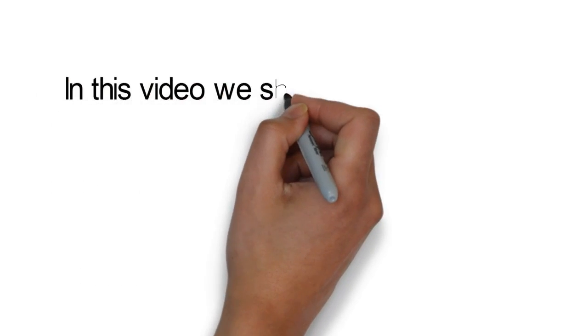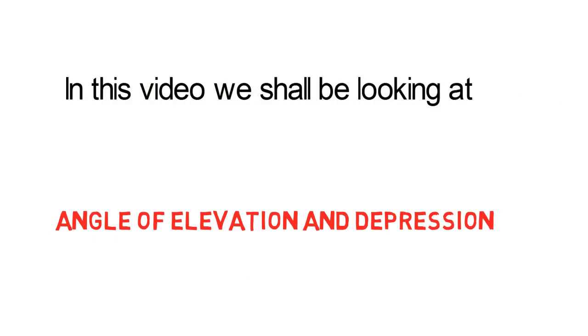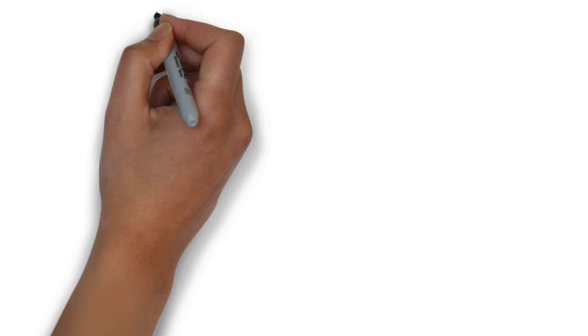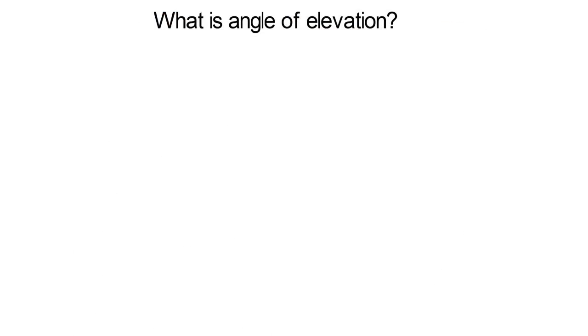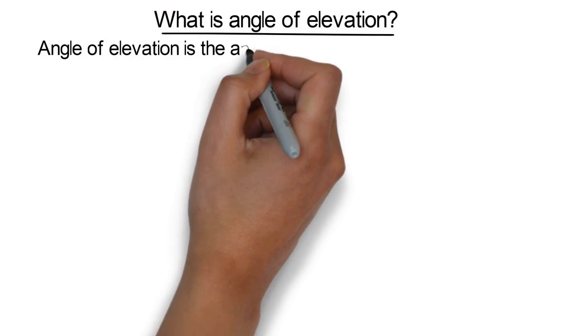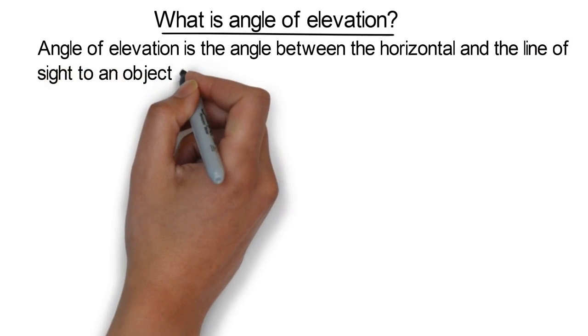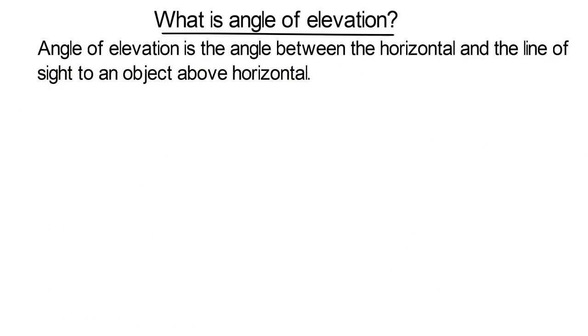In this video, we shall be looking at angles of elevation and depression. What is angle of elevation? Angle of elevation is the angle between the horizontal and the line of sight to an object above horizontal.